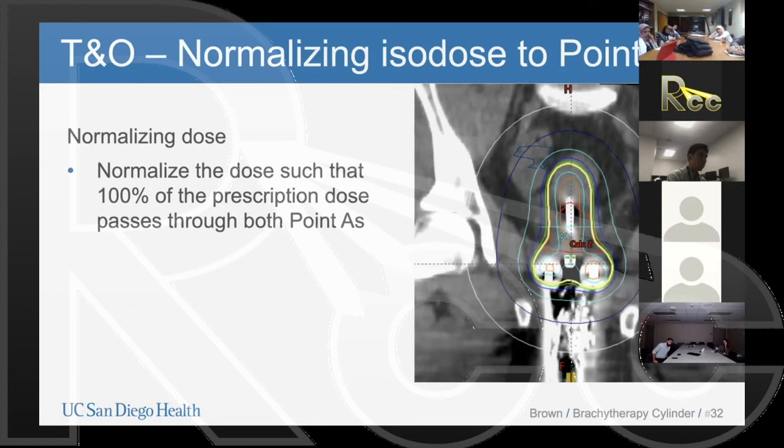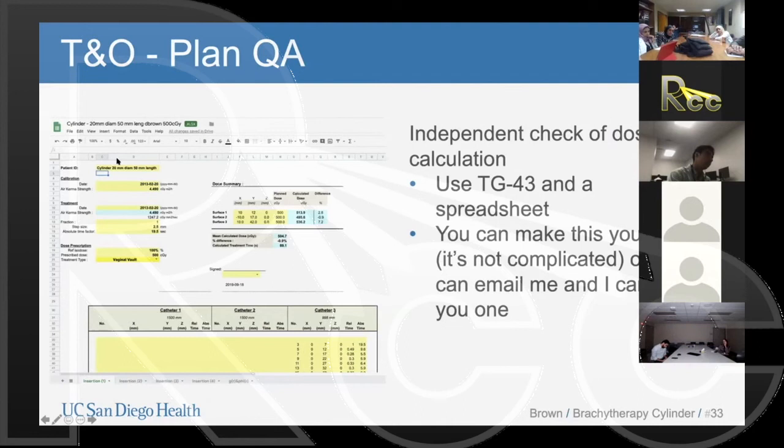Before we do treat the plan, we need to do a couple of things. One very important thing is to do an independent second check of the dose calculation. So many, many different ways of doing this, many different software tools available for doing this. One really easy way to do this is to take your point A doses and a spreadsheet. I created a spreadsheet here in Google Drive based off of TG43. Again, you can make this yourself, or you're more than welcome to use this sheet.